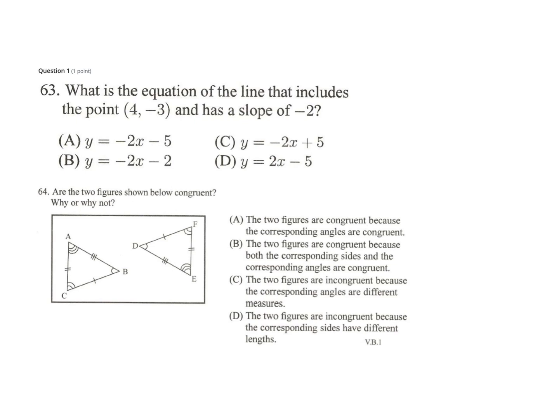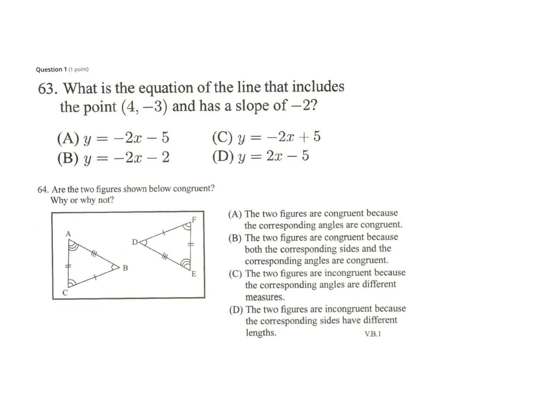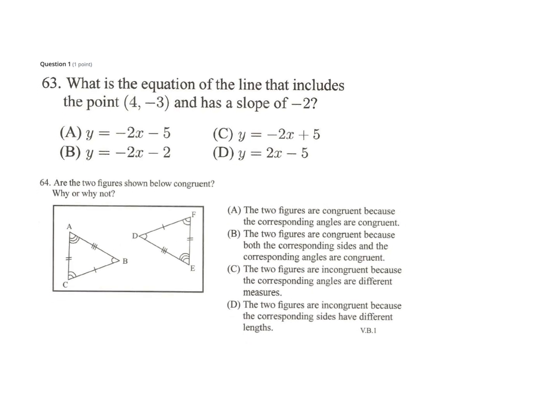In this video, we'll look over some topics to prep for the standardized math tests, such as the MCA, ACT, and SAT. In question number 1, it asks, what's the equation of a line that includes the point (4, -3) and has a slope of -2?